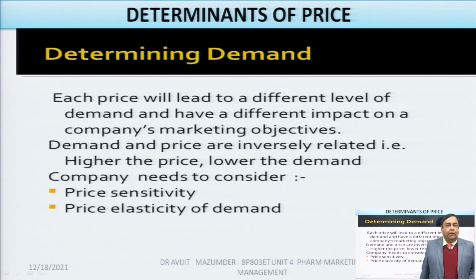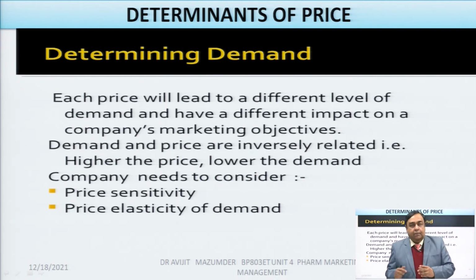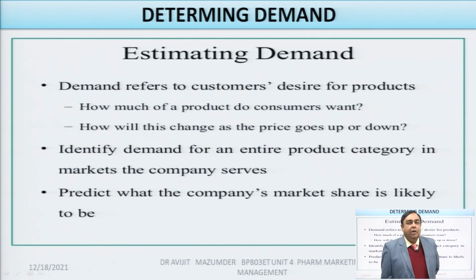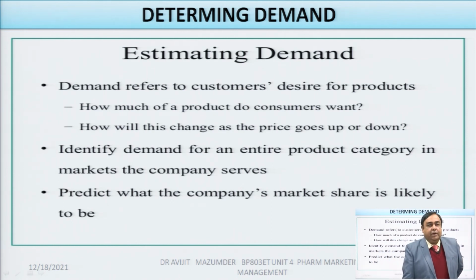The next task which we have to do is determine the demand. Each price will lead to a different level of demand and have a different impact on the company's marketing strategy. The company needs to consider two things: number one, the price sensitivity, and number two, the price elasticity. Demand refers to the customer's desire for the product. How much of a product does a customer want? How will this change if the price goes down or goes up? Identify the demand for an entire product category in the market in terms of the company's market share.